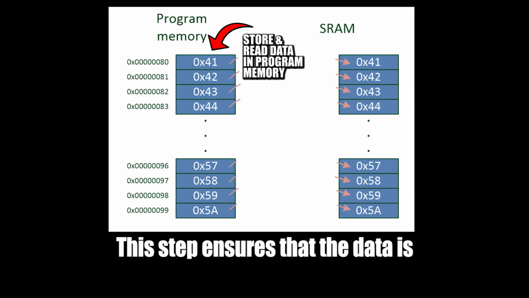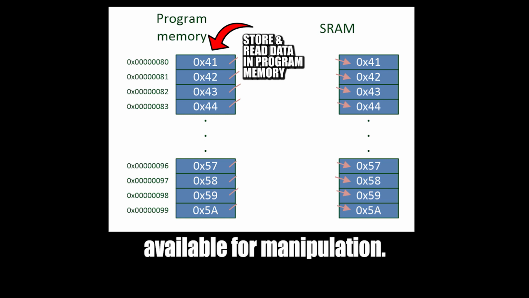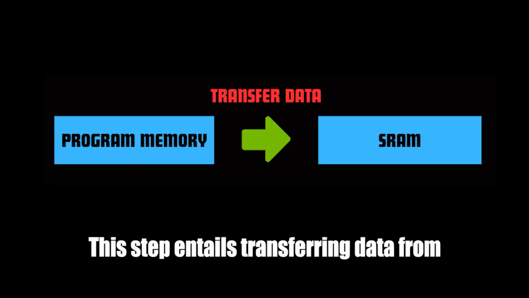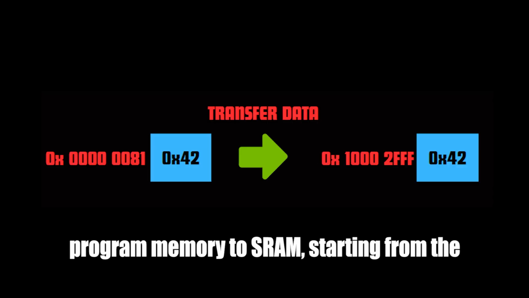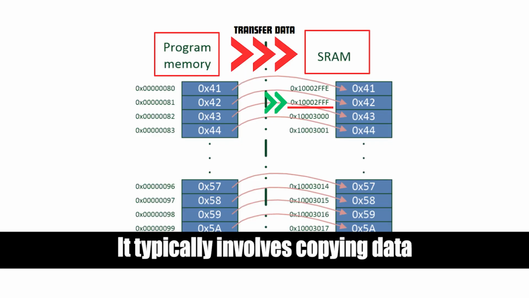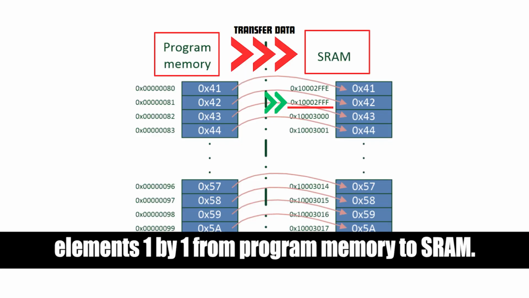This step ensures that the data is available for manipulation. Number 5. Move data to SRAM, from memory address 0x10000 to FFF. This step entails transferring data from program memory to SRAM, starting from the specified memory address 0x10000 to FFF. It typically involves copying data elements one by one from program memory to SRAM.